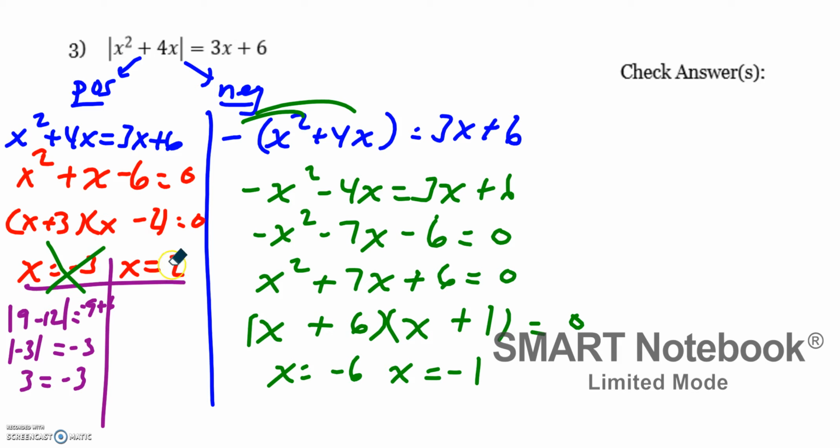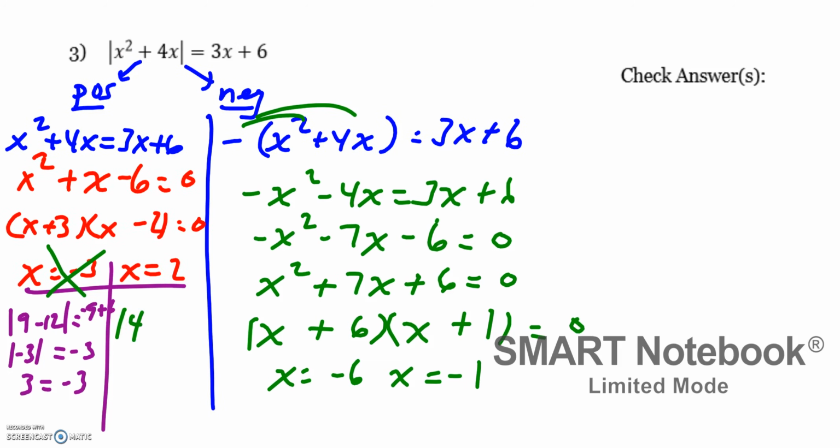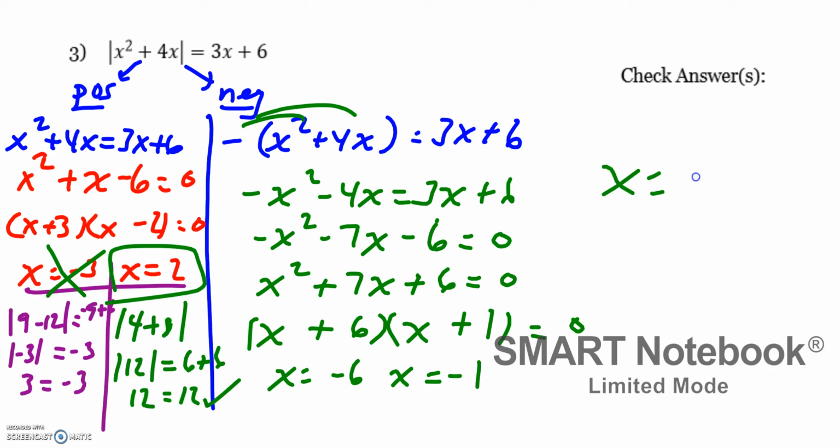Let's try 2. If I plug 2 into the original, the absolute value of 2 squared, which is 4, plus 2 times 4 is 8. So does the absolute value of 12 equal 3 times 2, which is 6 plus 6? Does the absolute value of 12, which is 12, equal 12? Yes, it does. So x equals 2 is for sure an answer.